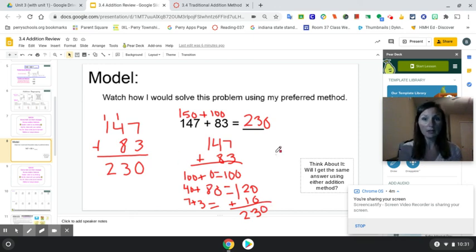So I got 230 when I did the traditional method. I also got 230. So it doesn't matter which way you use it, you should get the same answer. Okay, so you pick the one that works best for you.